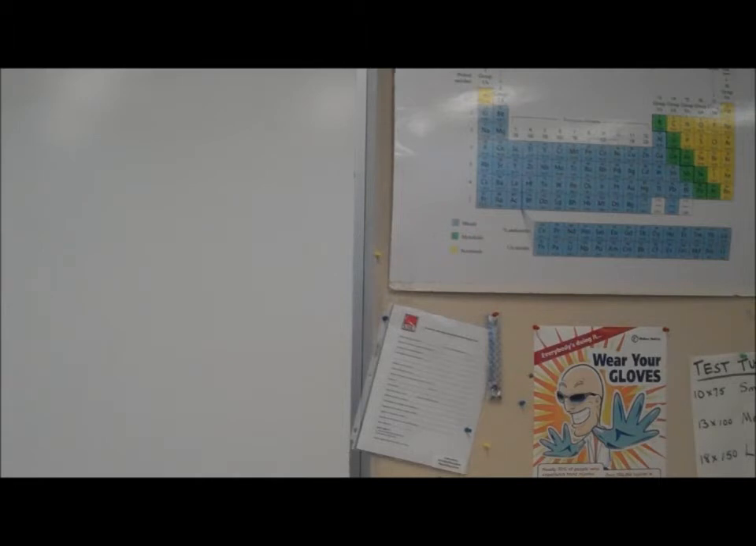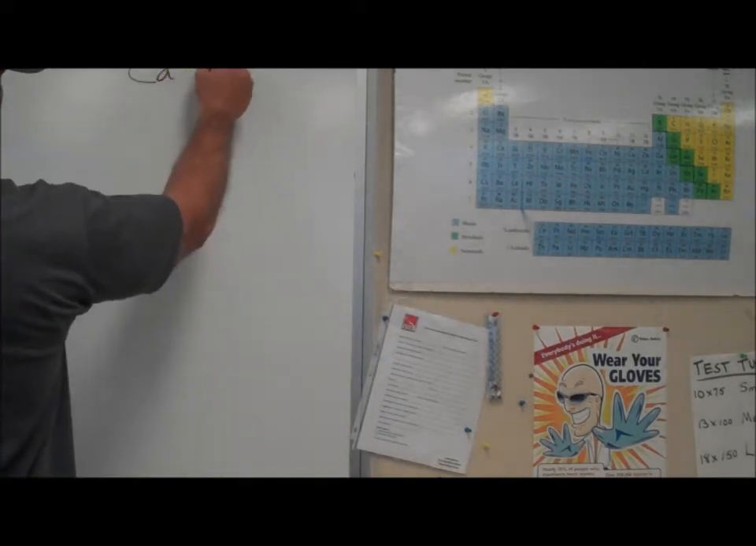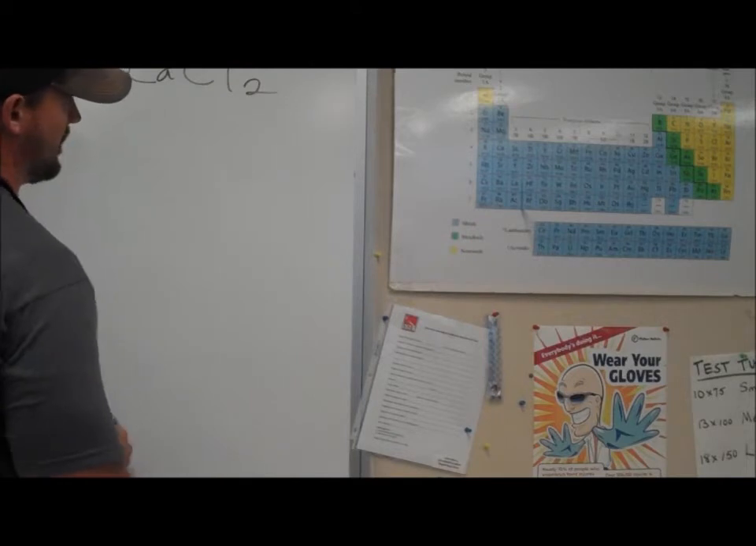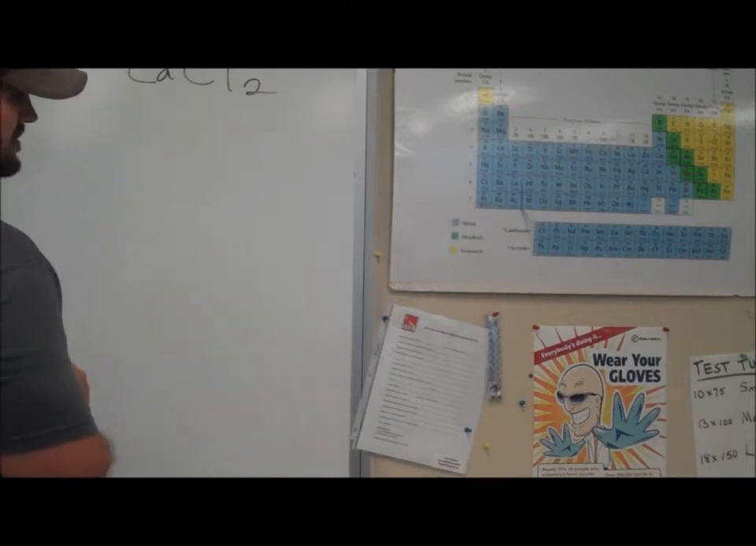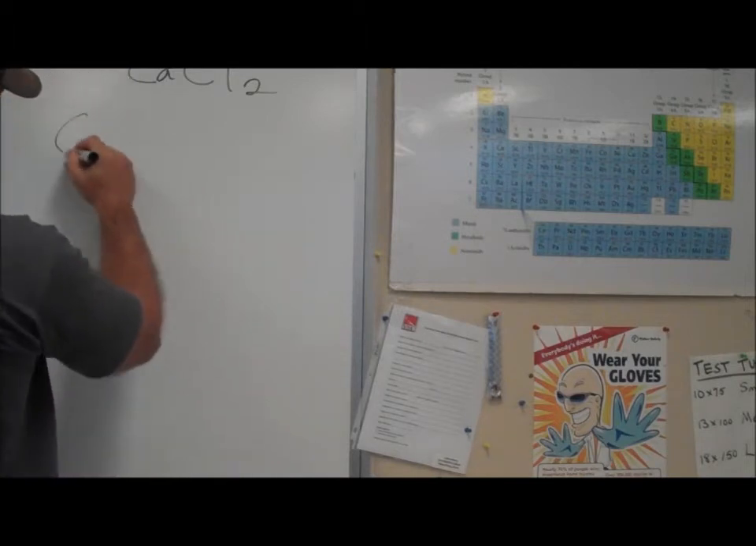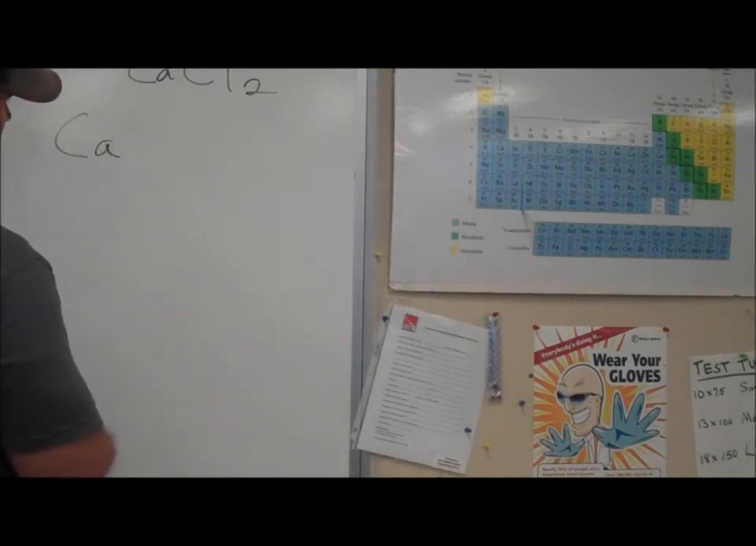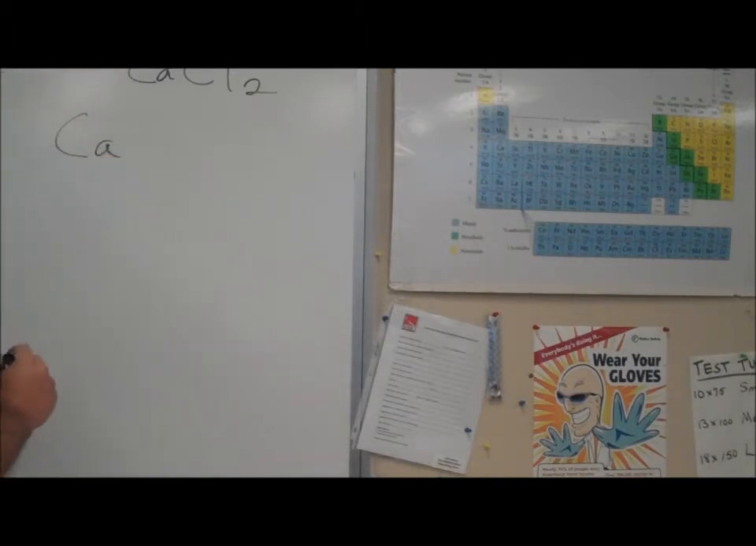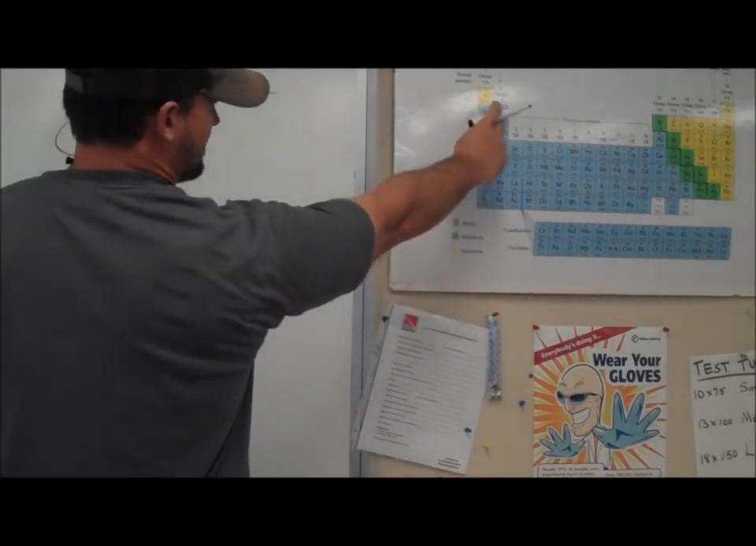For example, calcium chloride, which is CaCl2. To determine the formula of this compound, you must determine the ions in the formula. Calcium chloride is the compound. Determine the two ions. Your first is your cation, calcium, which is represented with Ca, but it's found in group 2.